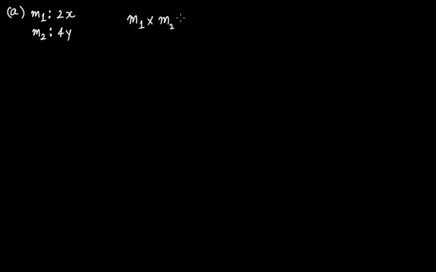That is 2x multiplied by 4y. Now, what is this 2x? This 2x is actually 2 multiplied by x. And what is this 4y? By the way, we have to write this multiplication sign here. And this 4y is 4 multiplied by y, right?